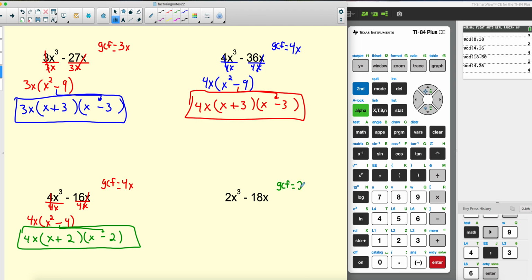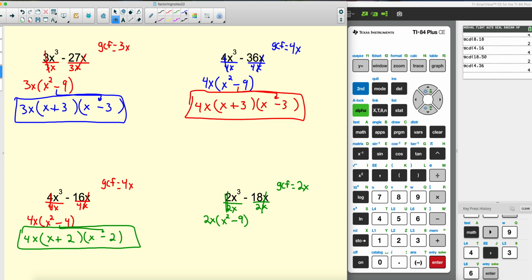2x. Pull out 2x. And again, if you didn't know 2 is the greatest common factor, guys, you go to your calculator, math, right 9, 2, 18, enter. Open one parenthesis for the greatest common factor, guys. Divide here. What we do to one term, we always do to the other. 2's cancel. X to the third divided by x to the first is always x squared minus x's cancel. 18 divided by 2 is 9.